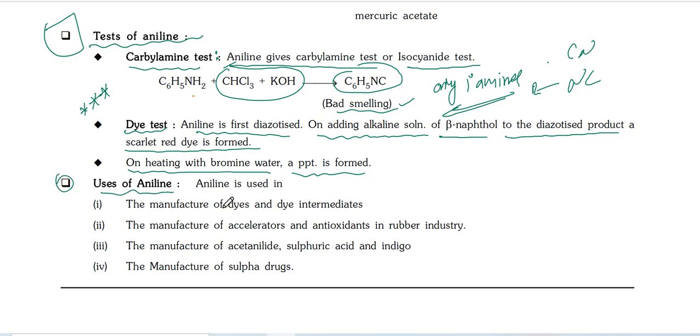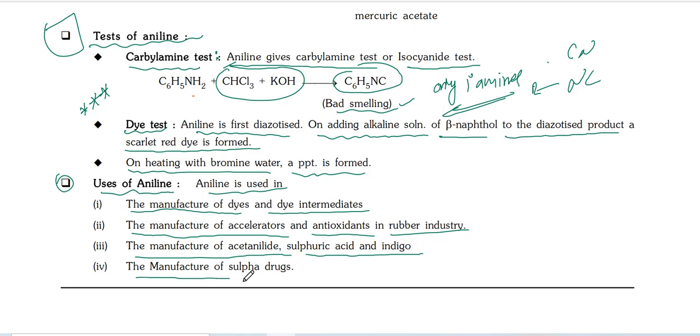Then uses of aniline. Aniline is used in the manufacture of dyes and dye intermediates, the manufacture of accelerators and antioxidants in the rubber industry, the manufacture of acetanilide, sulfanilic acid and indigo, and the manufacture of sulfa drugs.